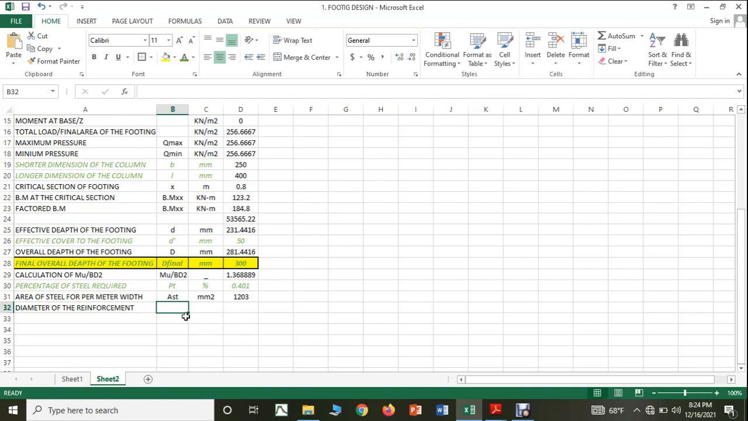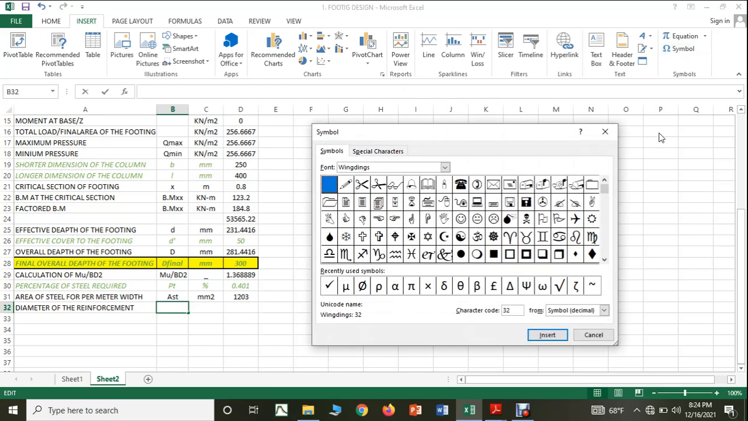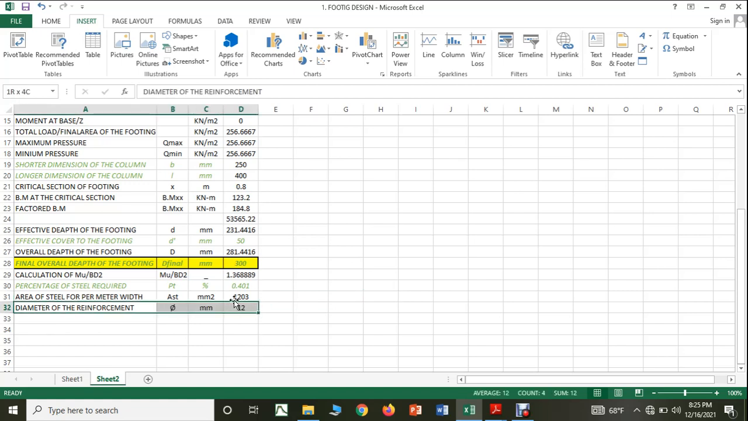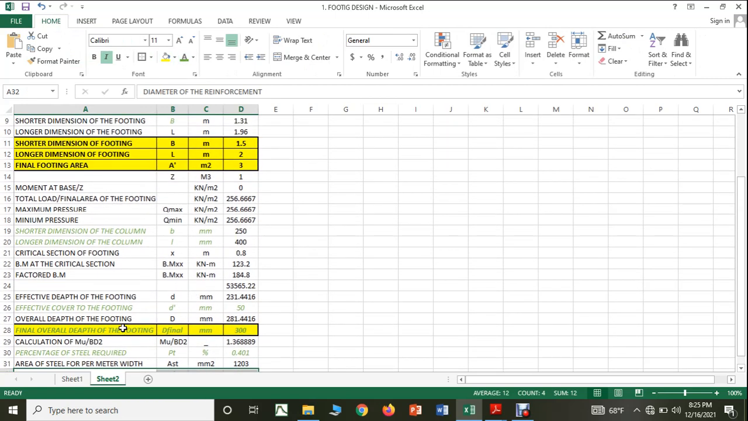There is a specific symbol for the diameter, usually we give it as phi. You can go to Insert, then Symbol, and in the symbol you can find that phi. You can see here, this is the diameter symbol. It will be in mm, and that is an input value. Let us take that I am providing 12 mm diameter bars. This is again an input value.